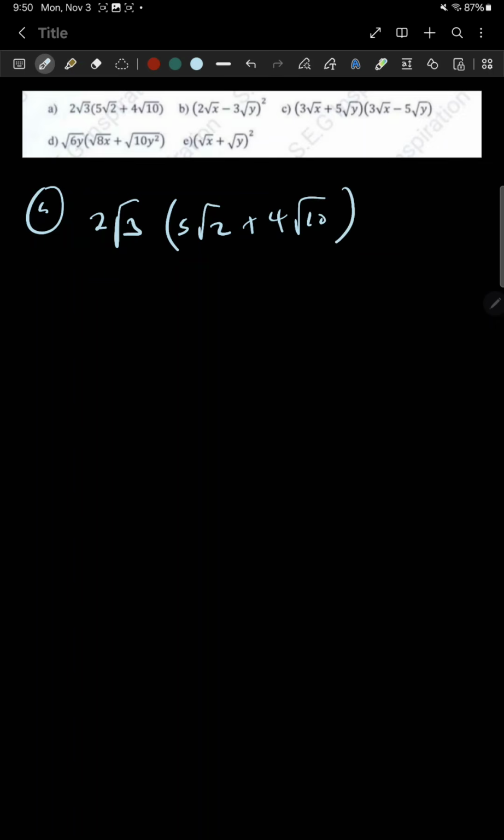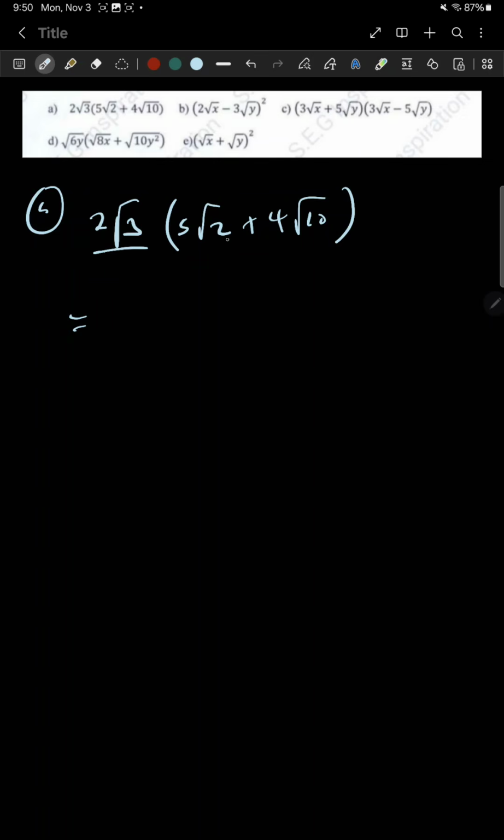And these questions are saying, simplify the following. So we have 2 square root of 3, open bracket, 5 square root of 2, plus 4 square root of 10. Okay, so how do you simplify this? Notice what we're having here.